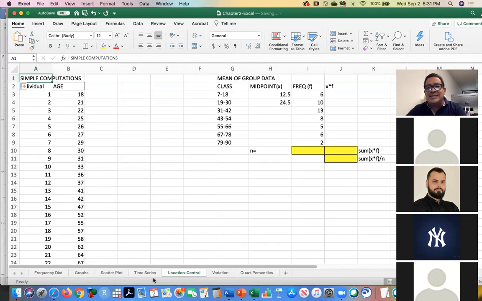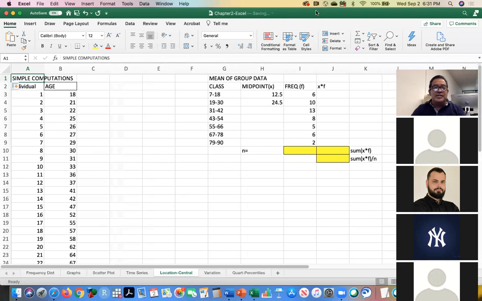When you are using Excel, most of the times you do not need to arrange or filter or sort the data. So Excel can perform any computation with the data as is. So in this case, I think the database already was organized from the lowest to the highest.